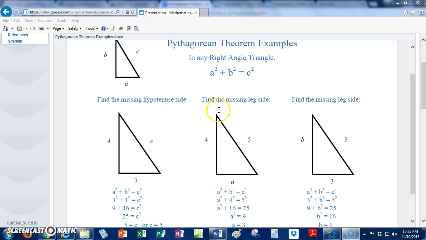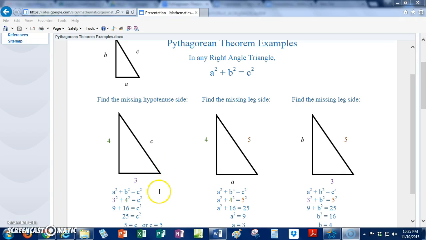First, we're going to look at the examples below. In the first example, we're going to find the missing hypotenuse. The hypotenuse is the largest side in the triangle. We can tell where the hypotenuse is because it's opposite the right angle. Okay, let's take a look at this example.